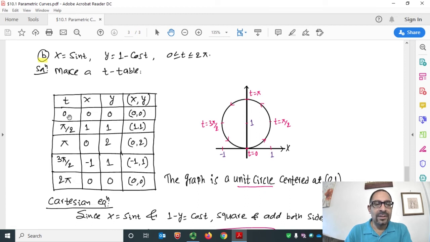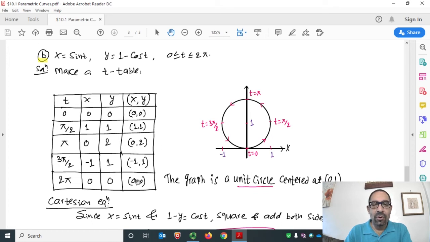Let's say when t is 0, our x is sine 0, which is 0. Here, cosine 0 is 1, 1 minus 1 is 0. So our point xy is simply the origin. Similarly, at pi, we know sine pi is 0. Cosine pi is -1. So negative times negative is positive, 1 plus 1, 2. So y is 2. So our point is 0, 2. And so on. So now we have this table.